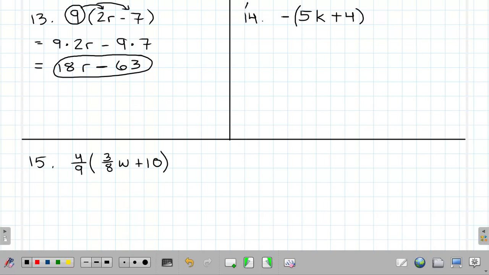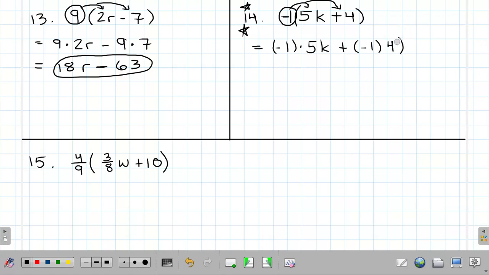We have another one like we had with number 11. So number 14 here. So if you want to put stars by this one as well, we got negative and then in parentheses 5k plus 4. Technically what's going on here is we have a negative 1 and we're distributing a negative 1. But if you figured out the shortcut here, all we're doing is making everything negative inside here. So negative 1 times 5k plus negative 1 times 4.